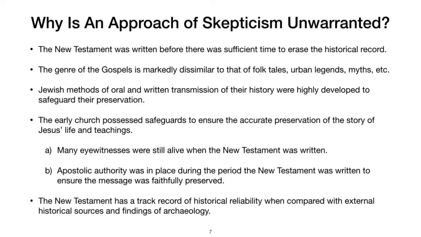And so you have this institution of the apostles that's in place until after the completion of the New Testament. So the New Testament is completed before all the apostles have died. So the apostolic authority is in place in the church to safeguard the message and the story and the teachings of Jesus.